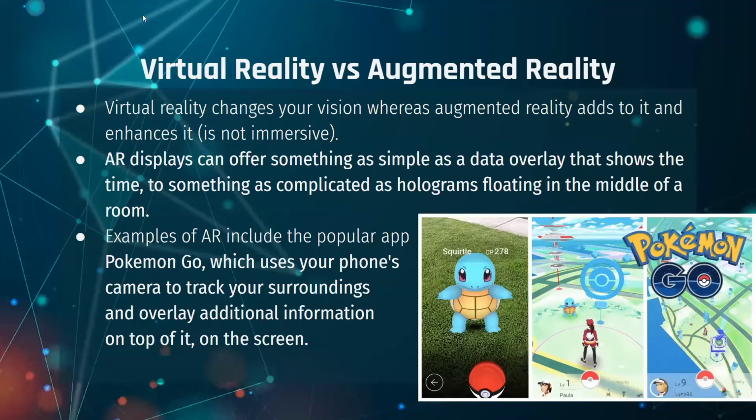So, virtual reality versus augmented reality. Virtual reality changes your vision, whereas augmented reality adds to it and enhances it. So, it's not immersive. AR, or augmented reality, can offer something as simple as a data overlay that shows the time to something as complicated as holograms floating in the middle of a room. Examples of AR include the popular Pokemon Go app, which uses your phone camera to track your surroundings and overlay additional information on top of the screen.